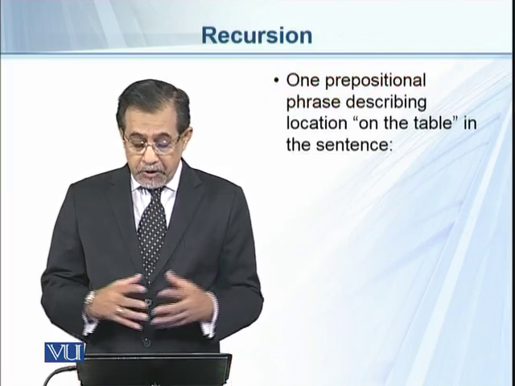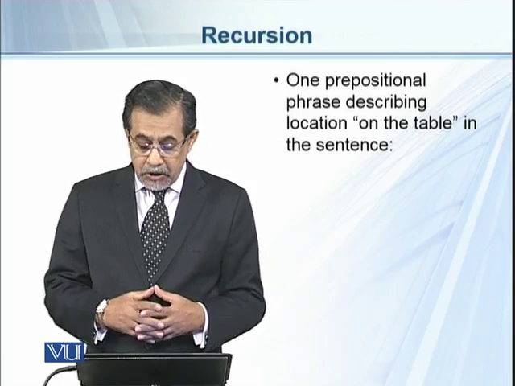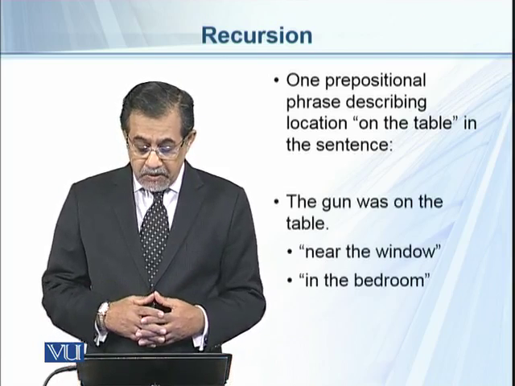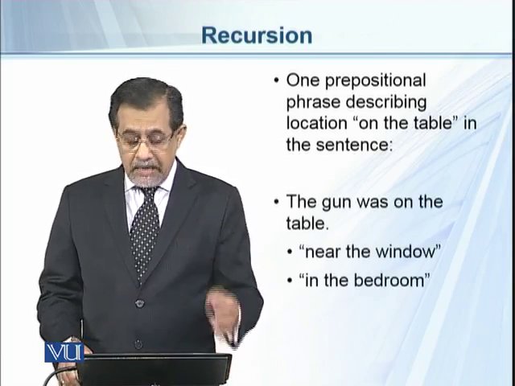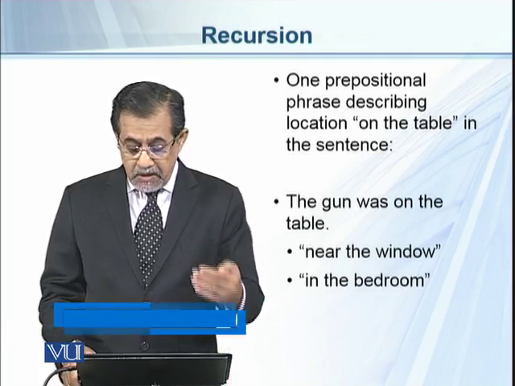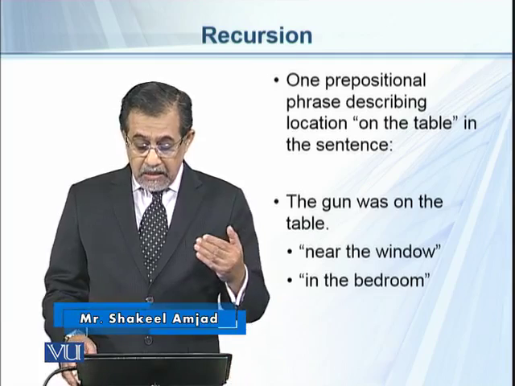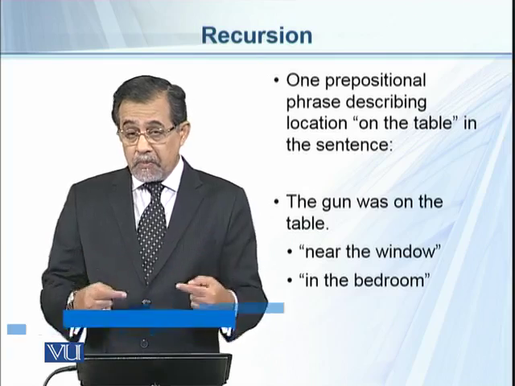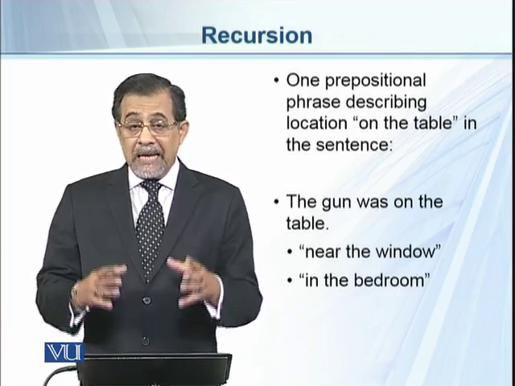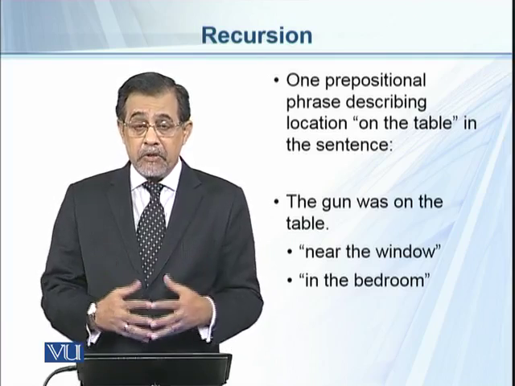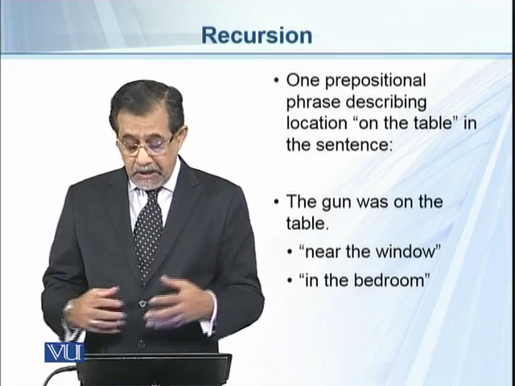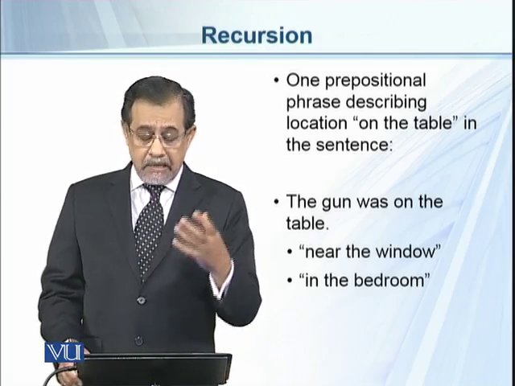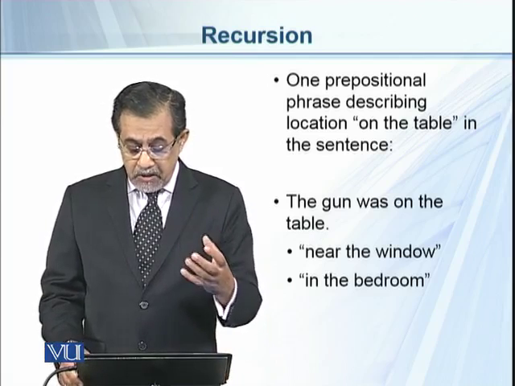Let's look at one prepositional phrase that describes location, on the table, in the sentence. The gun was on the table, right? So we can have the gun was on the table near the window, and then we can add near the window to the previous prepositional phrase on the table, and we can also add another prepositional phrase on the phrase near the window, in the bedroom. So if we look at this, the sentence becomes the gun was on the table near the window in the bedroom.